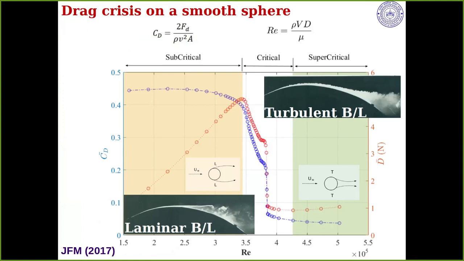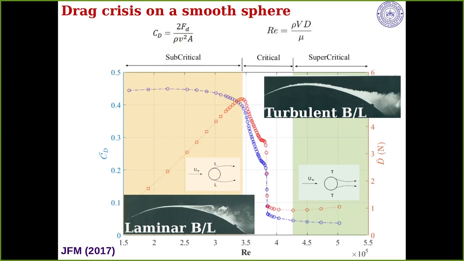Okay, so the science behind all this emanates from the boundary layer, laminar versus turbulent boundary layer. So here is a picture of drag coefficient with Reynolds number. Drag coefficient is the force non-dimensionalized with the dynamic pressure and the frontal area, which is just circular. And the Reynolds number is also based on the diameter. So this red color is the drag force, and blue color is the non-dimensional force, which is the drag coefficient.